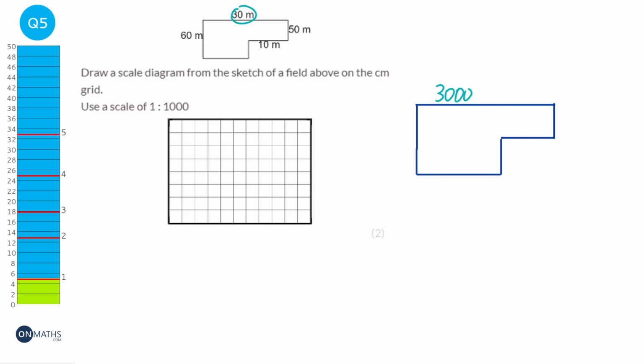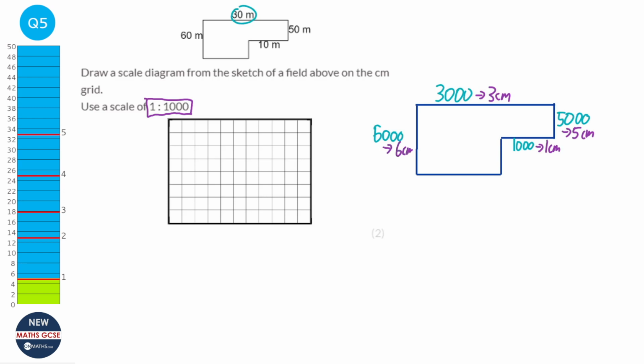So we've got 3,000, 5,000, 1,000, and we've got 6,000. And then I'm going to look at this scale here. Now this says that 1,000 in real life is 1 on our scale drawing. So this is just going to be 3 centimetres divided by 1,000. This is going to be 5 centimetres, 1 centimetre, and 6 centimetres.